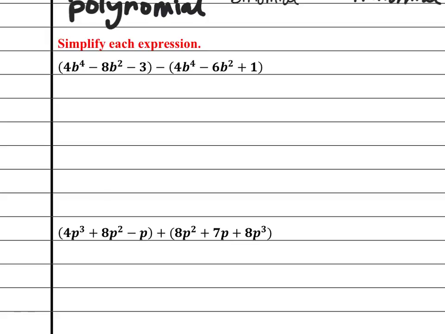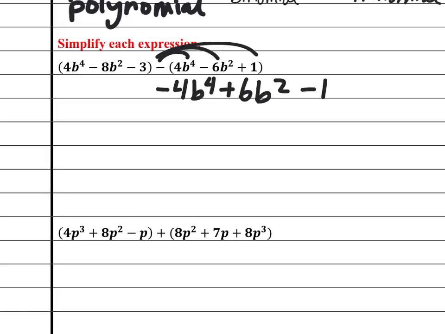Next one, simplify the expression. You see a subtraction sign in the middle. Remember, we have to distribute that. So I would distribute that first. And then let's bring this down. Does that look right? Okay. Then we just combine like terms, right? This looks bad over here. This is a 6b squared, in case we're confused.